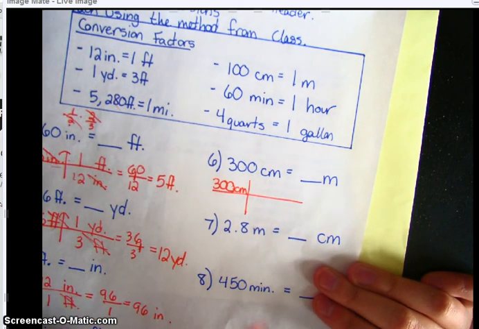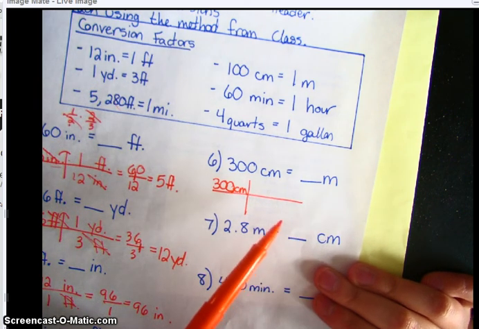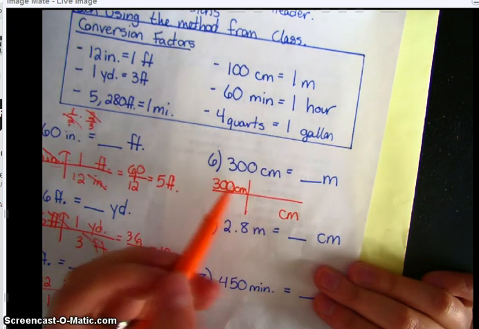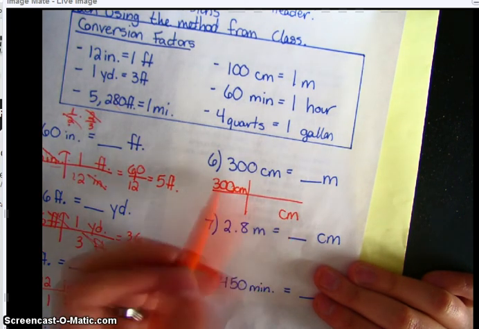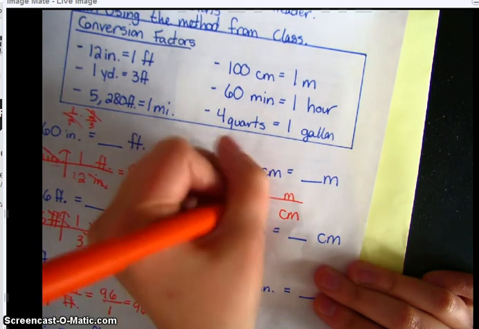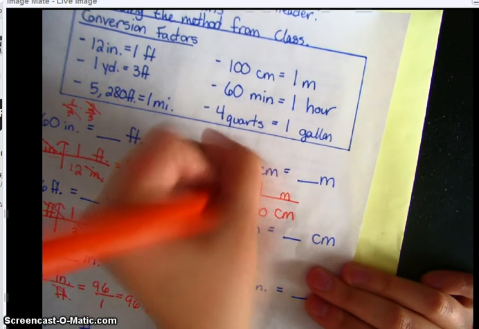So take a guess where you think goes on the bottom. Does centimeters go down here or meters? It is centimeters because we want to get rid of centimeters, so it has to go diagonal. On the top, we will put our meters. Okay, so keep the numbers with them. 1 meter equals 100 centimeters. And then we just multiply across.